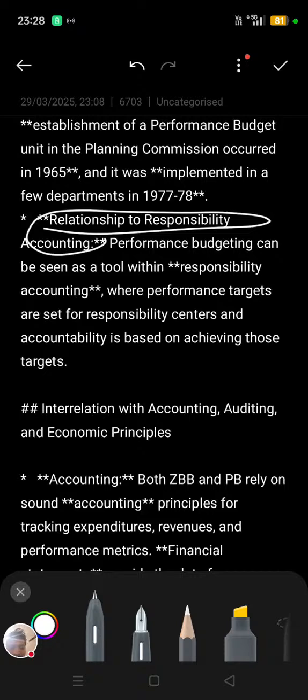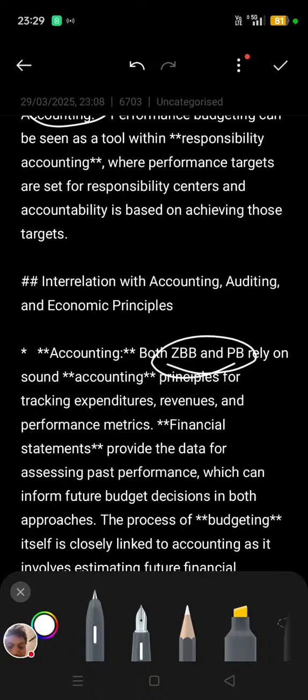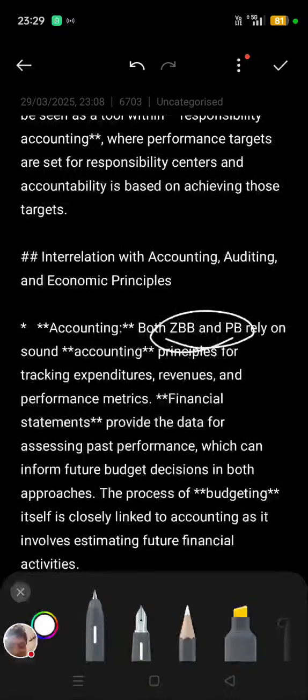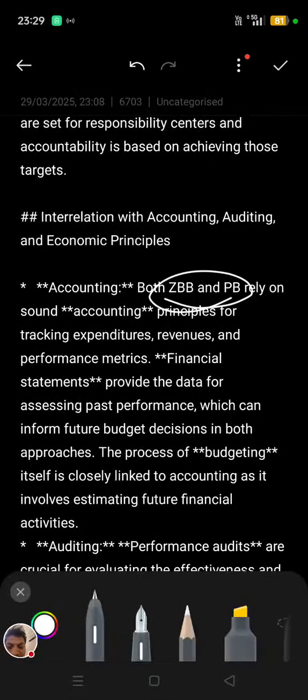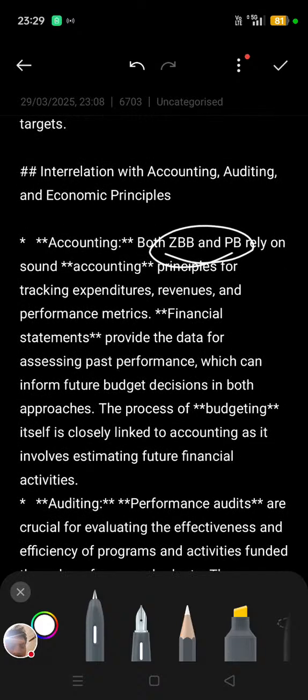The interrelation with accounting, auditing, and economic principles. In accounting, both zero based budget and performance budget rely on sound accounting principles for tracking expenditure, revenues, and performance metrics. Financial statements provide the data for assessing past performance, which can inform future budget decisions in both approaches. The process of budgeting itself is closely linked with accounting as it involves estimating future financial activity.